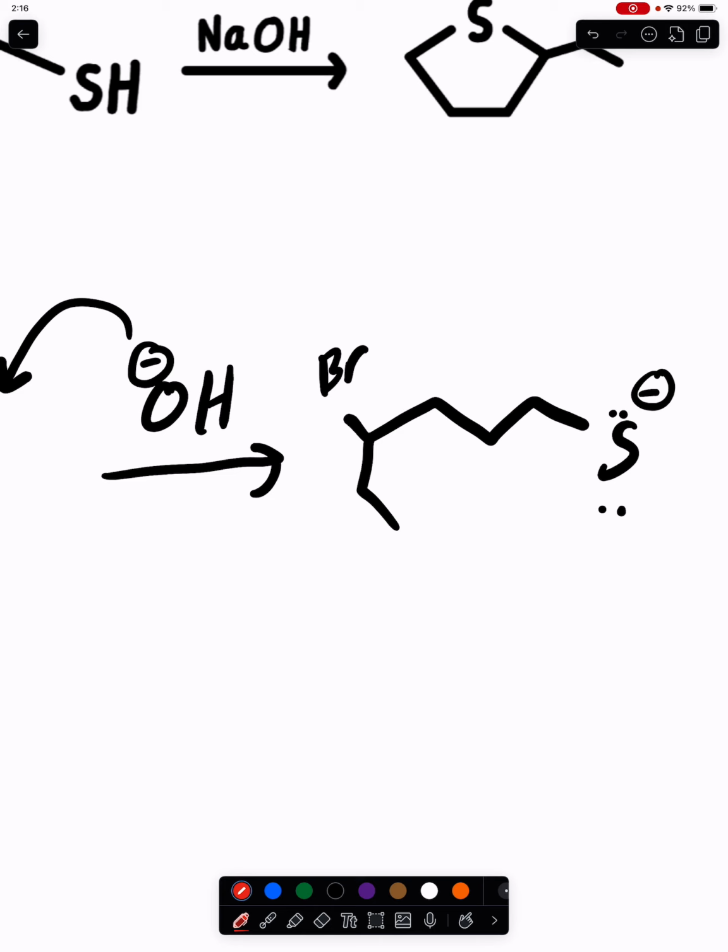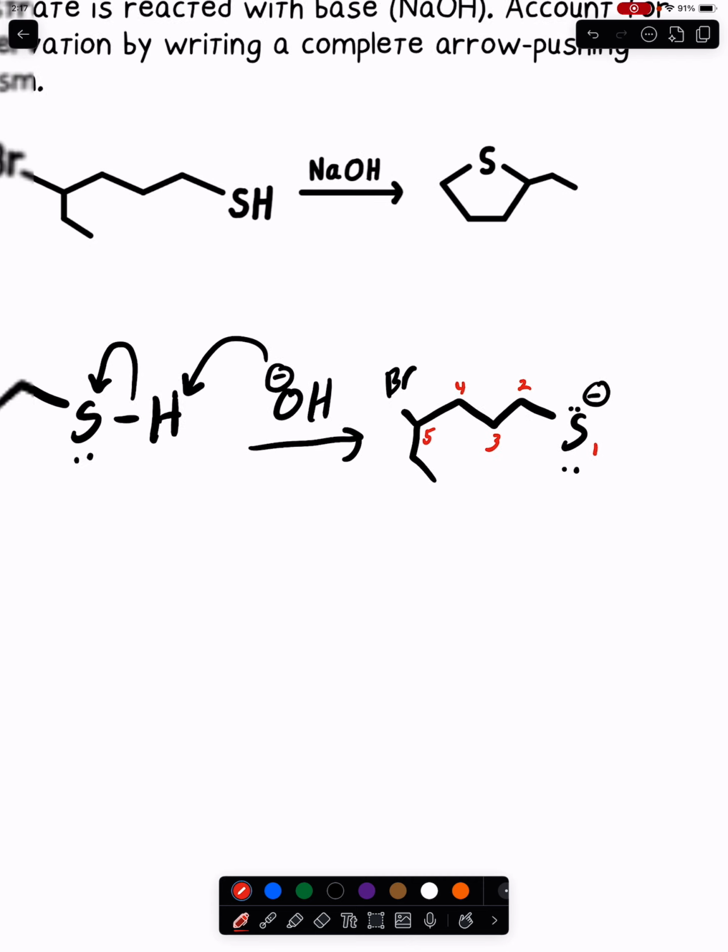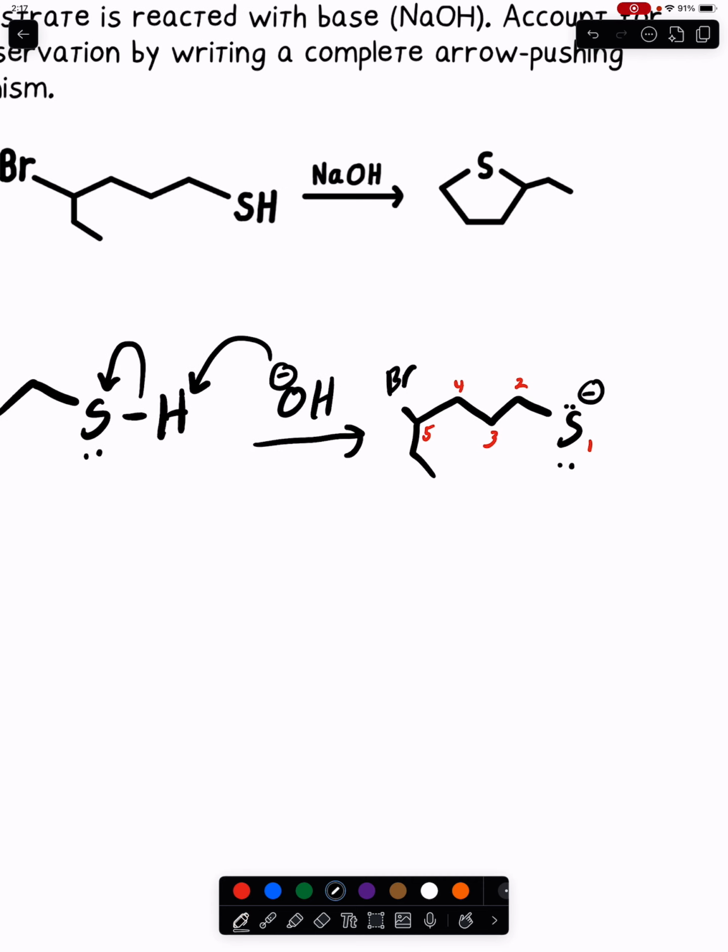So I'm going to number the atoms here that are involved. It has nothing to do with nomenclature. I'm just numbering these. I'm going to call sulfur 1. This carbon 2, 3, 4, and 5. Okay, so those are just the atoms involved there.